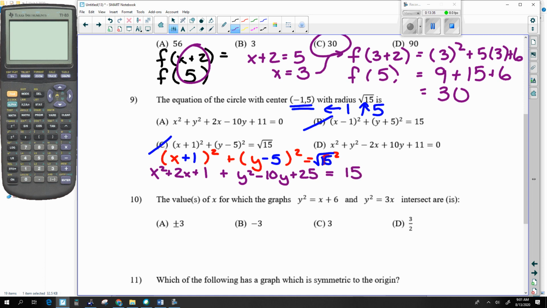Okay, that's the expansion. Now just reorder it so you have x squareds, y squareds, x's, y's, and numbers. So that would imply that this is an x squared plus a y squared. The x's are 2 x's. There are negative 10 y's, and the numbers are 1, 25, and a negative 15. So that would be, what, 11? Positive 11.